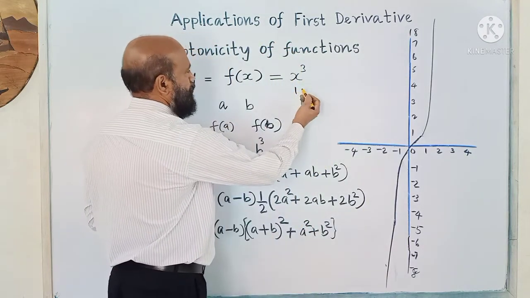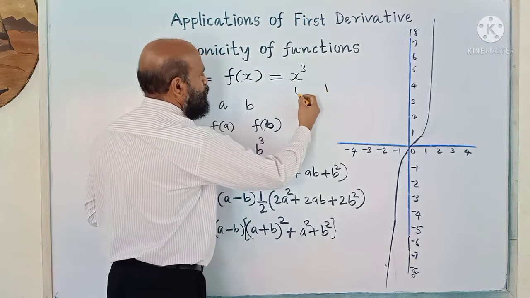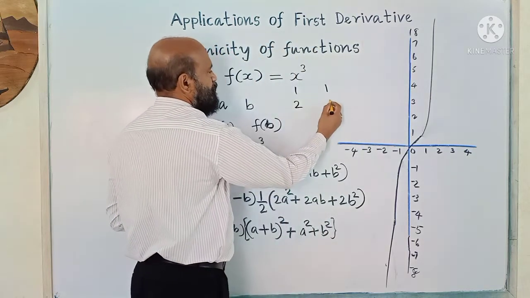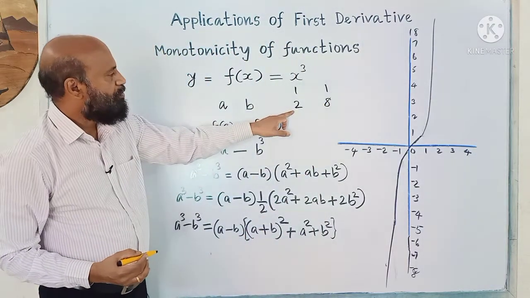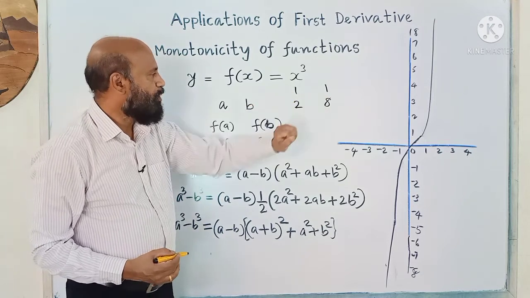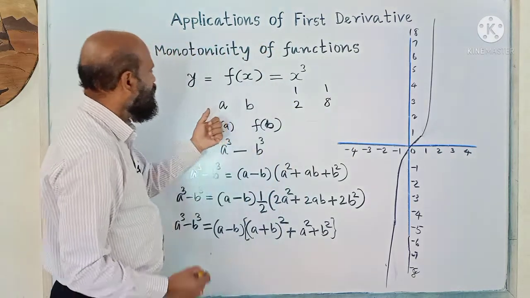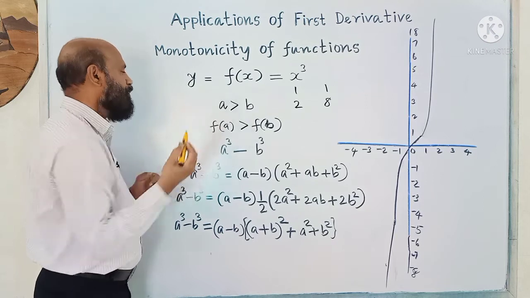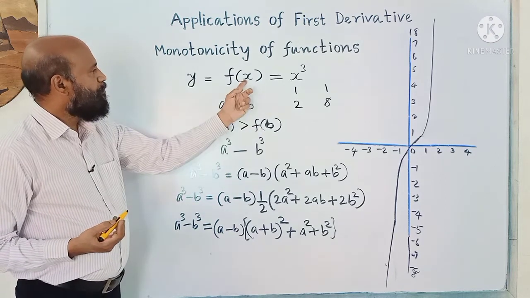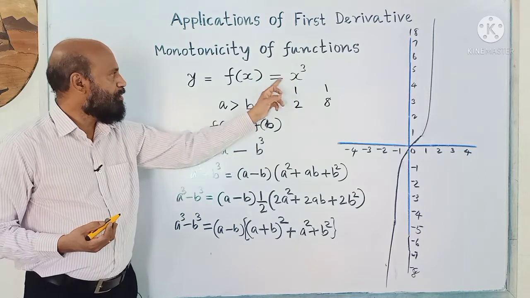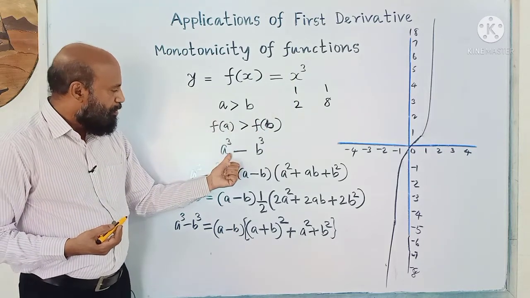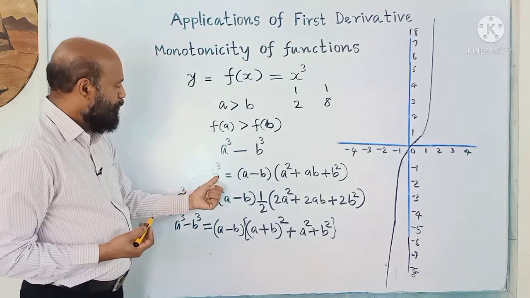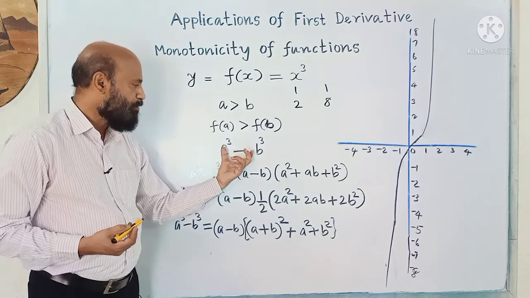When x is 1, y is 1 because 1 cube is 1. When x is 2, 2 cube is 8. So 2 is greater than 1, and 8 is greater than 1. To show that it is strictly increasing, it is enough if you can show whenever a is greater than b, f of a is greater than f of b. F of a is a cube, f of b is b cube. So let us find a cube minus b cube.